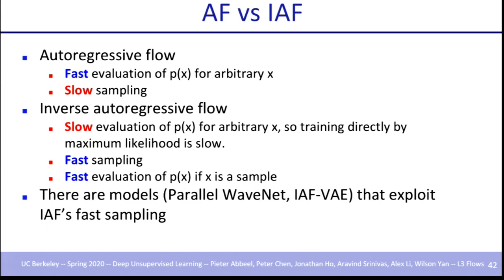So this is a bit of a summary. Autoregressive flow: fast evaluation of p of x and training, slow sampling. Inverse autoregressive flow: the other way around, slow evaluation, so slow training, but fast sampling. Then there are models called Parallel WaveNet and inverse autoregressive flow VAEs that exploit the fast sampling you can do under the hood. Training will still be slow. So often you might have a relatively low dimensional latent space in a VAE, and then you can still train an IAF model in that low dimensional space, and we'll see that next lecture.